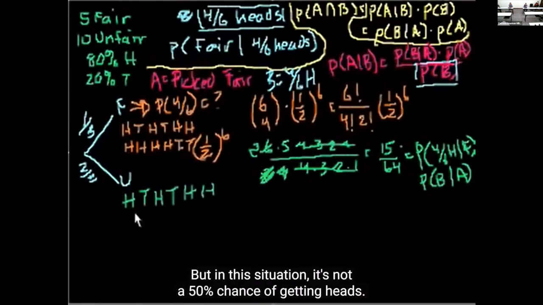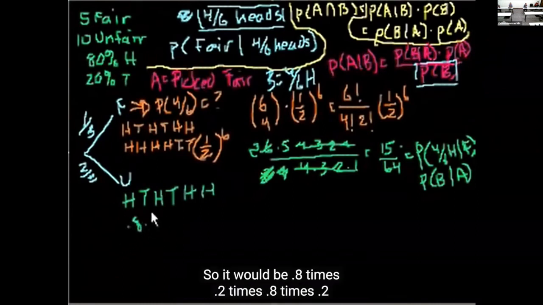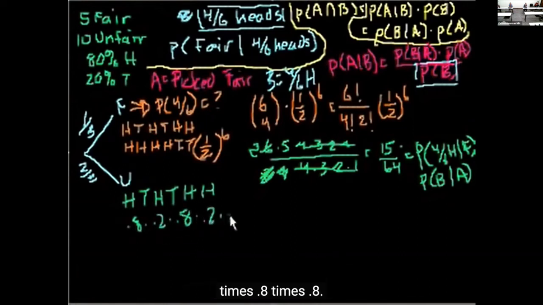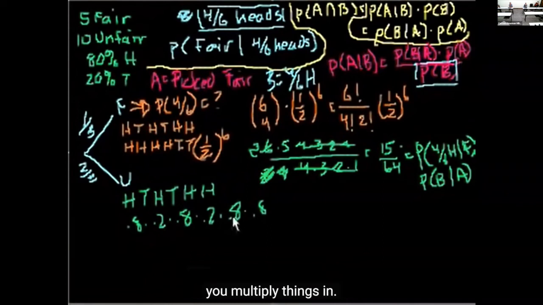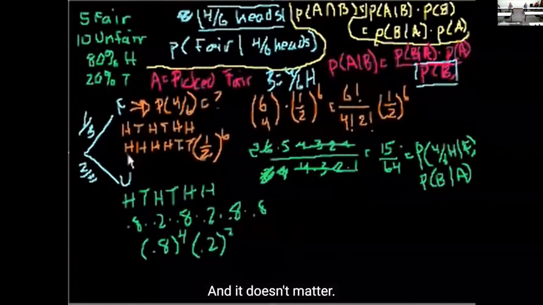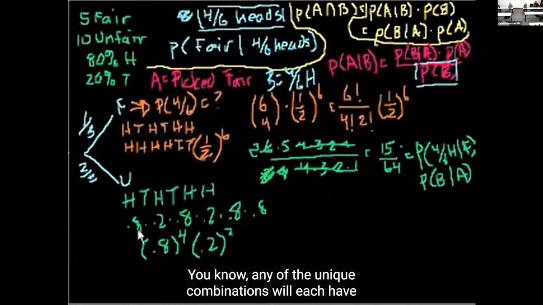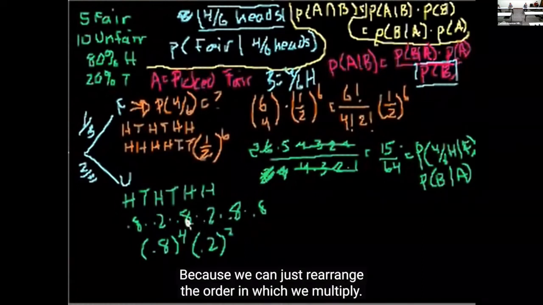But in this situation, it's not a 50% chance of being heads, it's 80%. So it would be 0.8 times 0.2 times 0.8 times 0.2 times 0.8 times 0.8. As essentially we have this multiplication, we can rearrange it because it doesn't matter what order you multiply things in. So it's 0.8 to the 4th power times 0.2 squared, right? And it doesn't matter, any of the unique combinations will each have the same probability because we can just rearrange the order in which we multiply, right?